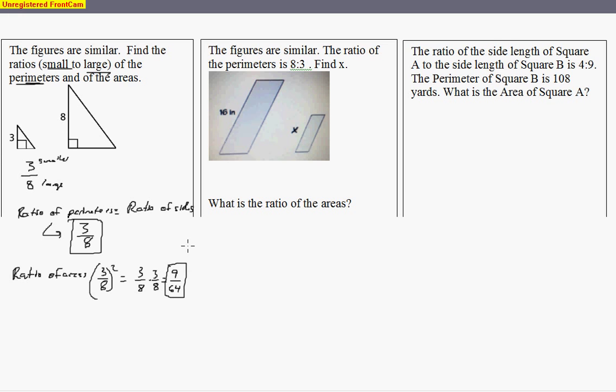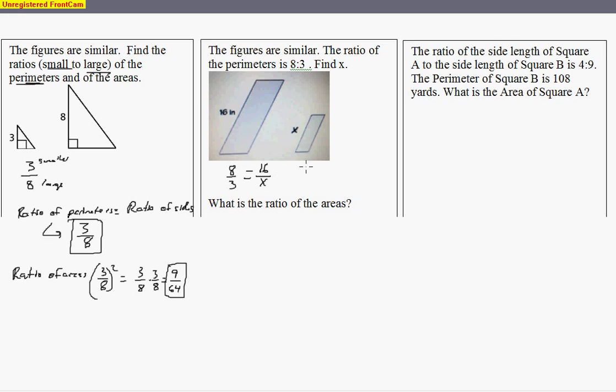So here we get to use that concept with this problem. It says the figures are similar. The ratio of perimeters is 8 to 3. So let me go ahead and rewrite that. It doesn't really matter, I could write 3 to 8 as long as I'm consistent. So 8 to 3. Now 8's the bigger number, so I'm going to go with the bigger figure, 16. And x is the smaller figure, so 3 is the smaller number, so I put x there.